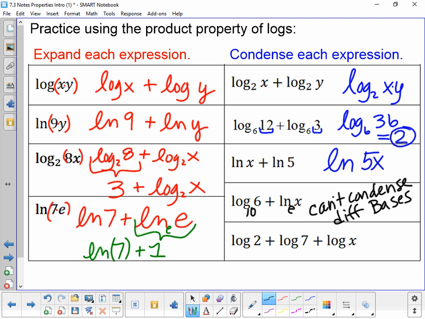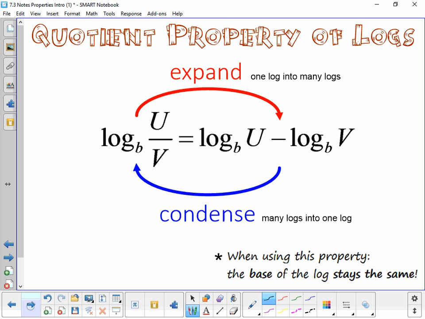Last one, log of 2 plus log of 7 plus log of x. Well, these logs are all being added, so if we wanted to condense it, we would multiply their arguments. So this will be the log of 2 times 7 times x, which is the same as 14x. So that's our first log rule, sometimes called the product rule.